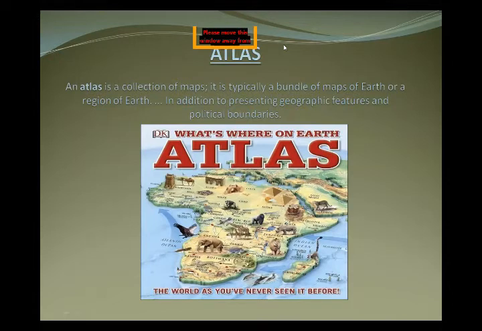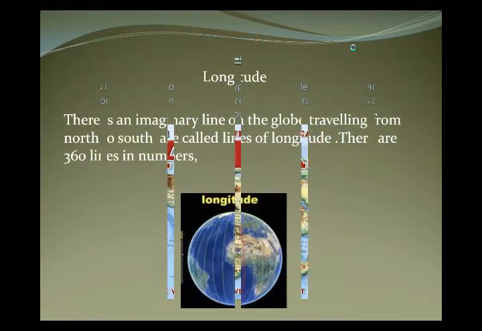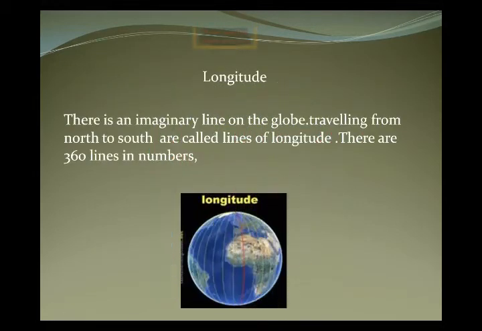Now, I am going to explain the topic of longitude. Longitude. This is another slide that is showing on your screen. There are imaginary lines on the globe traveling from north to south called lines of longitude. There are 360 lines in number. This is the definition in short, but further I'm going to elaborate in detail.